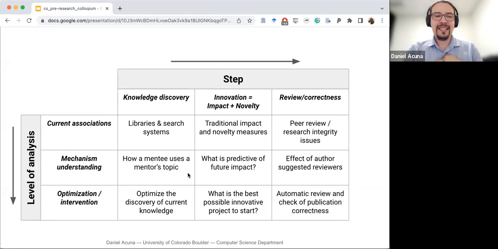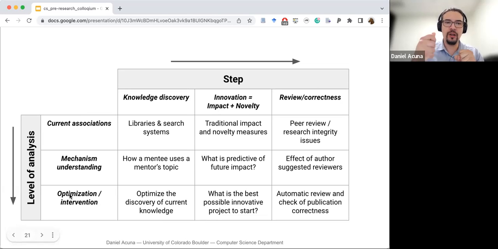Okay, so let's pause a little bit and think about the kinds of questions that we can ask. To me, there are two dimensions in the kinds of questions we can ask. In the first dimension, we can do different levels of analysis. We can go from simple correlations, from trying to understand how science has been done in the past, to optimizations, to think about, okay, how should we do science?